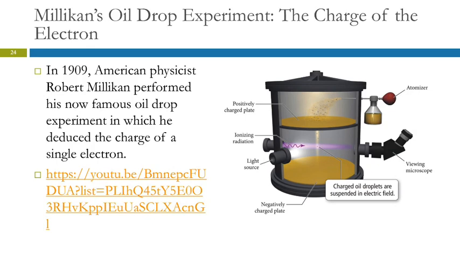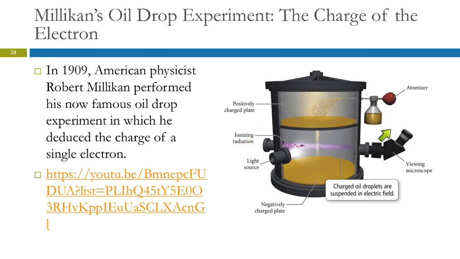Millikan did an oil drop experiment, also looking into the mass and charge of these electrons. He was an American physicist, so this is occurring in 1909. This is an illustration of his setup here. I'm going to describe this, and then we're going to watch a YouTube video that describes it, and hopefully it'll make a little bit of sense.